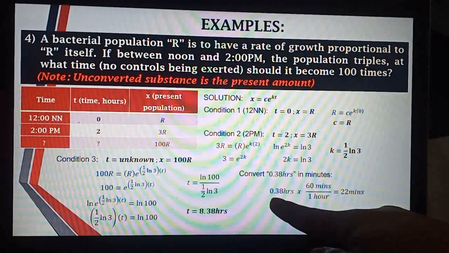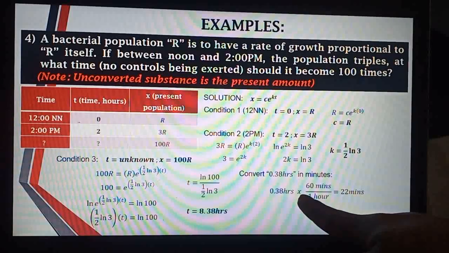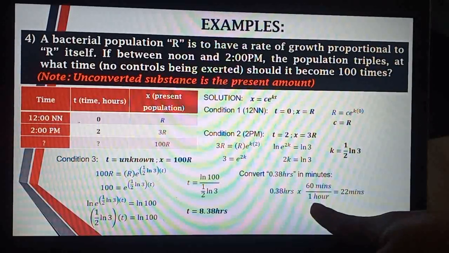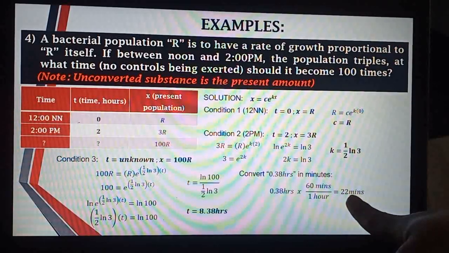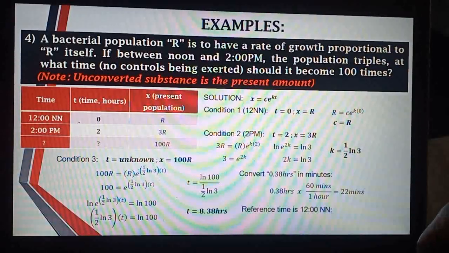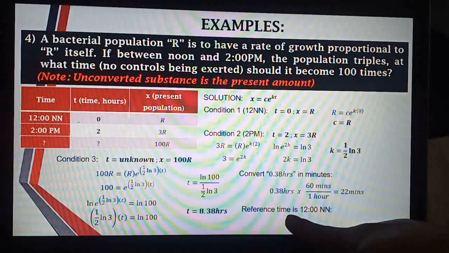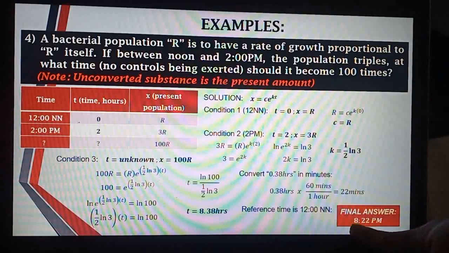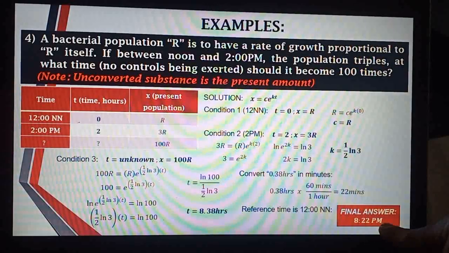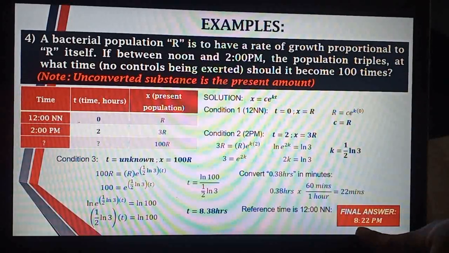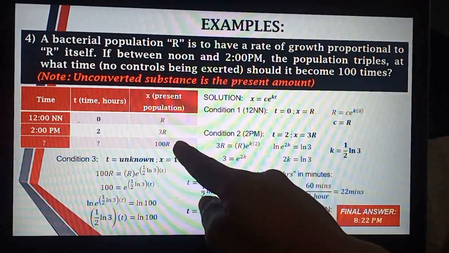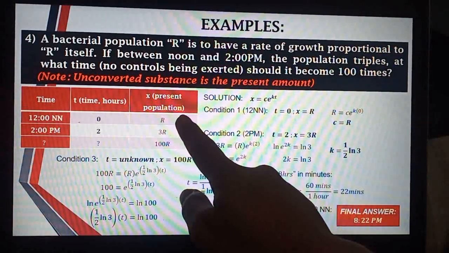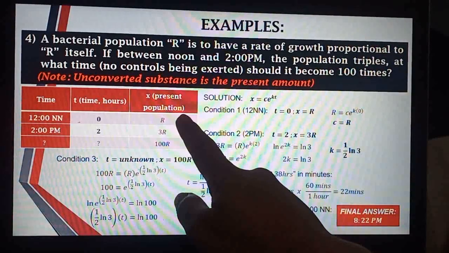So you will have 0.38 hours multiplied by 60 minutes per hour. That is equivalent to 22 minutes. So the exact time, if the reference time is 12 noon, your answer is 8:22 p.m. So at 8:22 p.m., your population is 100 times the original population of the bacteria.